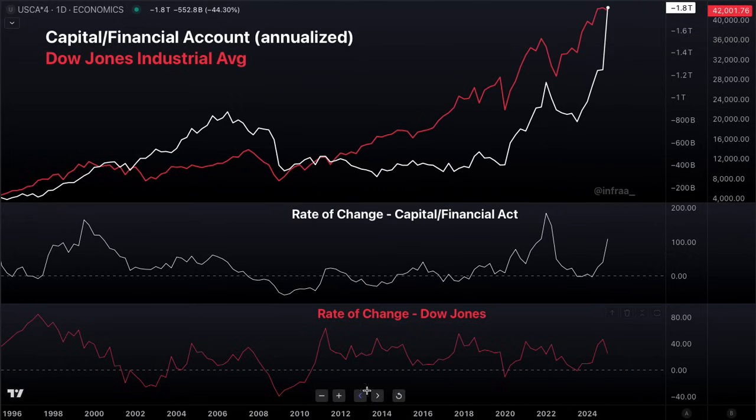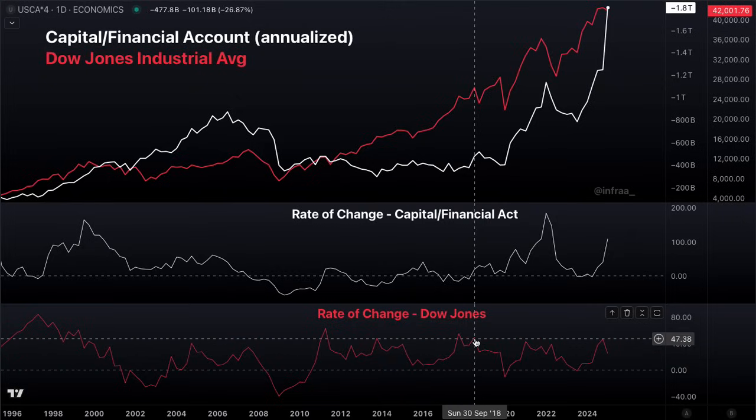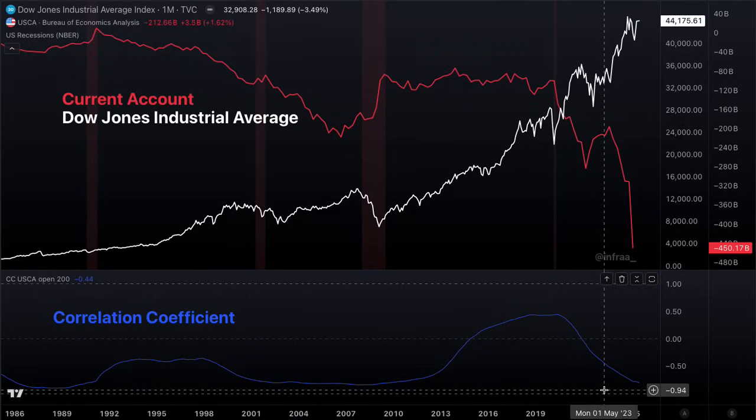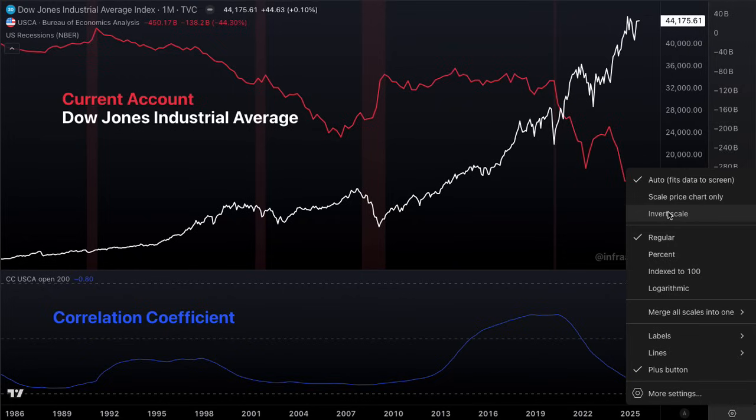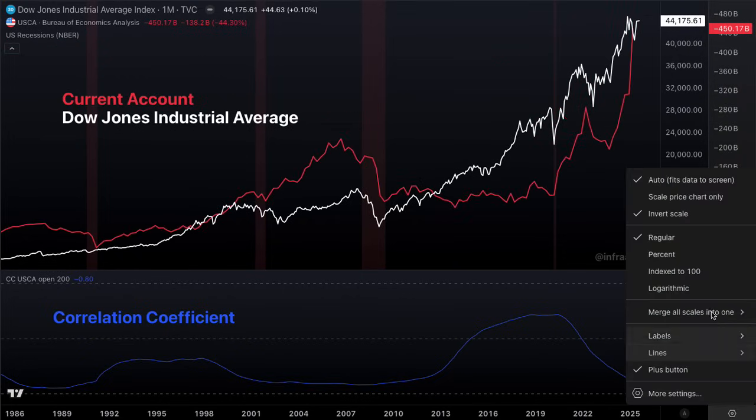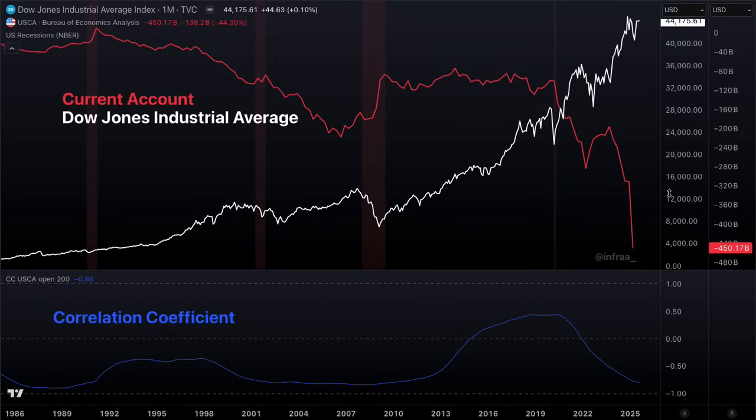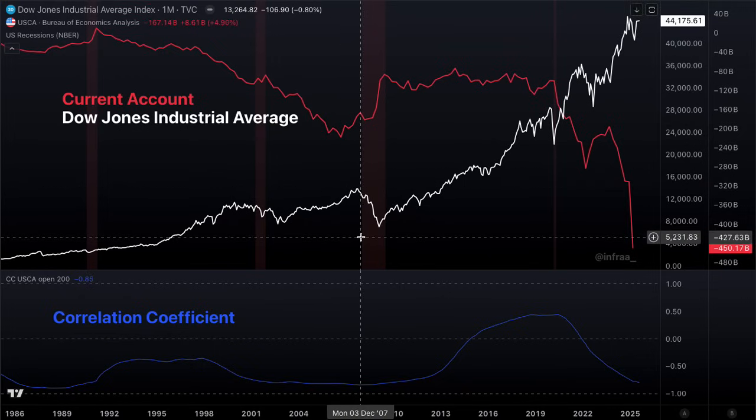As that happens, it correlates to a higher rate of change in the price of US stocks. Hopefully that is clear. So here's the current account versus the Dow Jones Industrial Average. Remember, the current account is just the inverted capital and financial account. So here we're looking at the current account and then the Dow Jones Industrial Average.